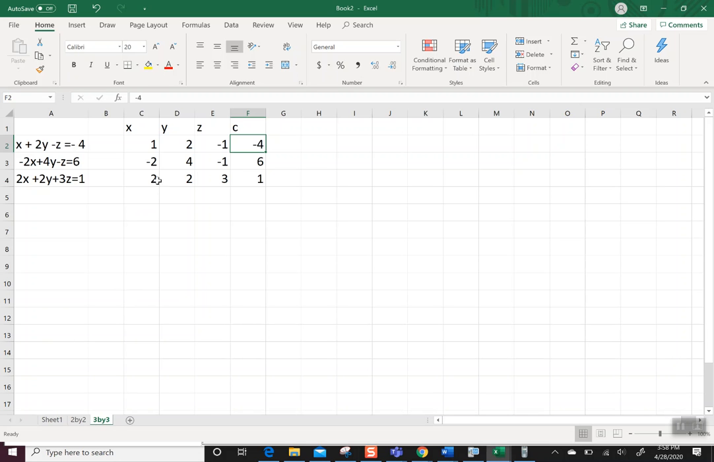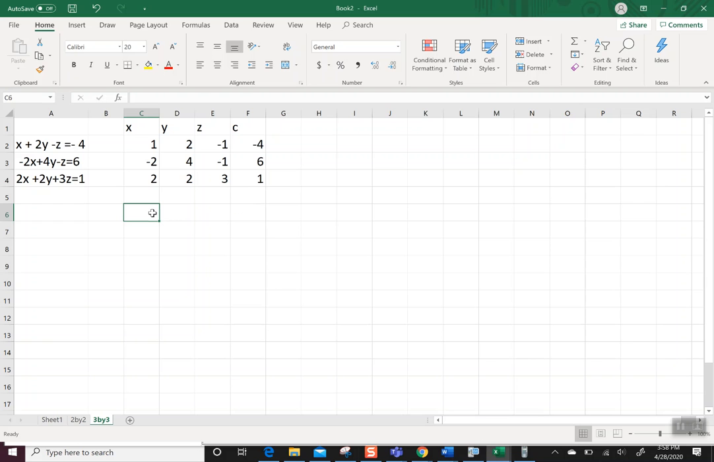And then I went ahead and said, well, okay, my x's, if you read down, I have 1, negative 2, 2. There's my first column. For my y's, I have 2, 4, 2, second column. Z is negative 1, negative 1, 3. You can see that. And then 4, 6, 1. There are my constants. So just like I did on the last one, I'm going to start with the inverse.